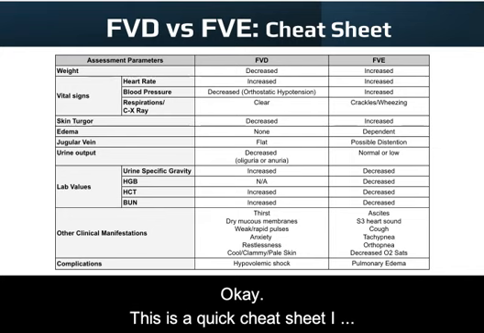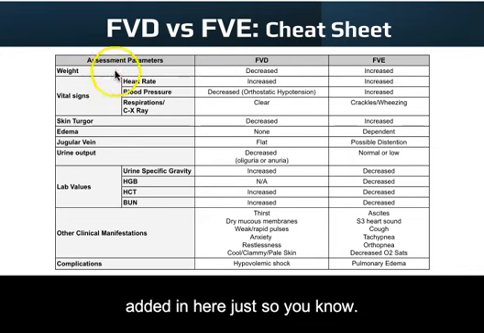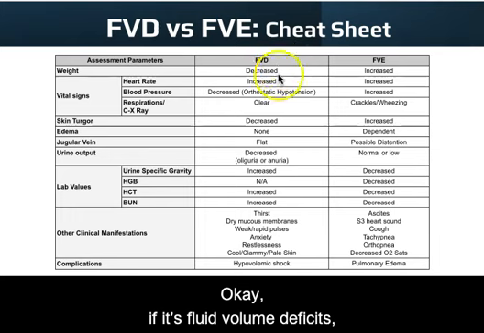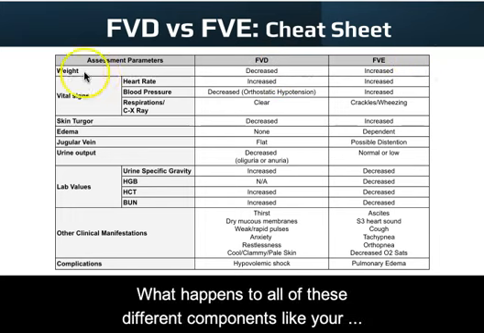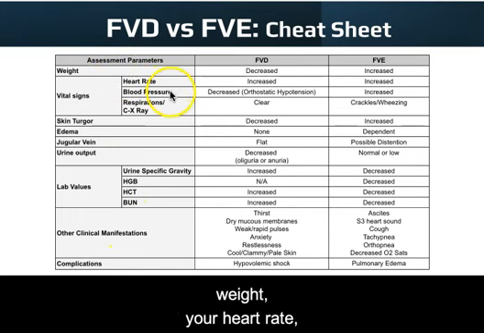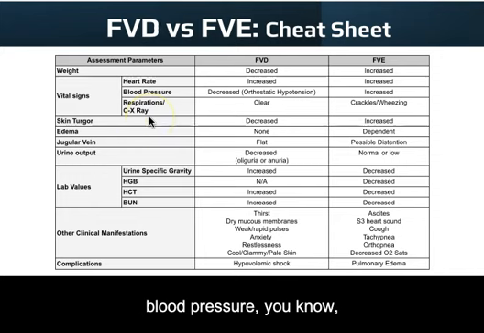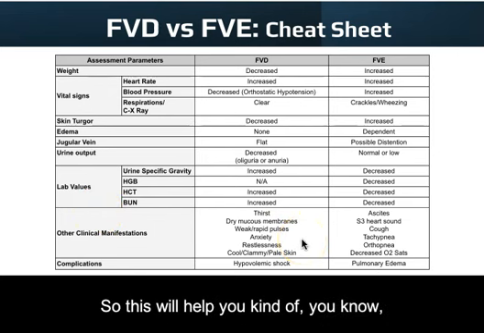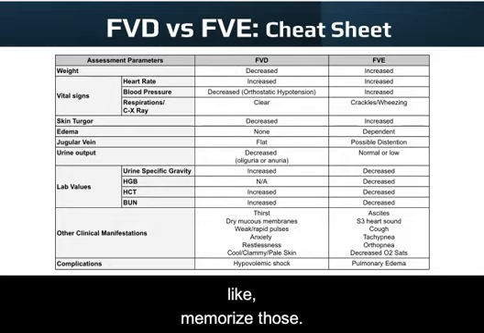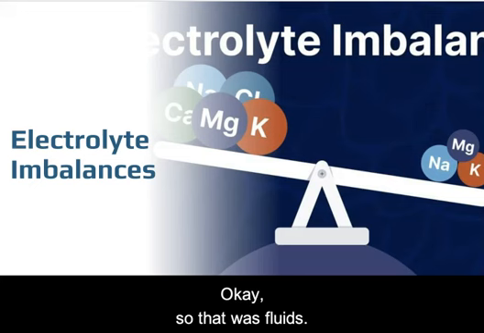Okay, this is a quick cheat sheet I added in here just so you know, if it's fluid volume deficit, if there's not enough fluid or too much fluid, what happens to all of these different components, like your weight, your heart rate, blood pressure, your skin turgor, edema, all of these things. And down here is your labs and clinical manifestations. So this will help you kind of memorize those. Okay, so that was fluids.